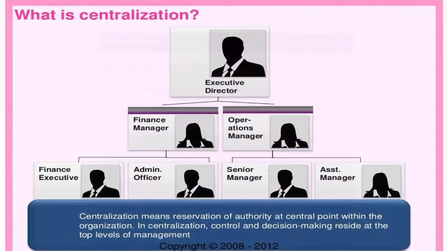Okay, students, look at the centralization. Reservation of authority at a central point within the organization. People will hold the power and authority with them, and they will manage the subordinates. The executive director is appointing two directors or managers, a finance manager and an operations manager. The finance manager is supported by an executive administrative officer, and operations also has two. Here the authority is vested with the executive director.